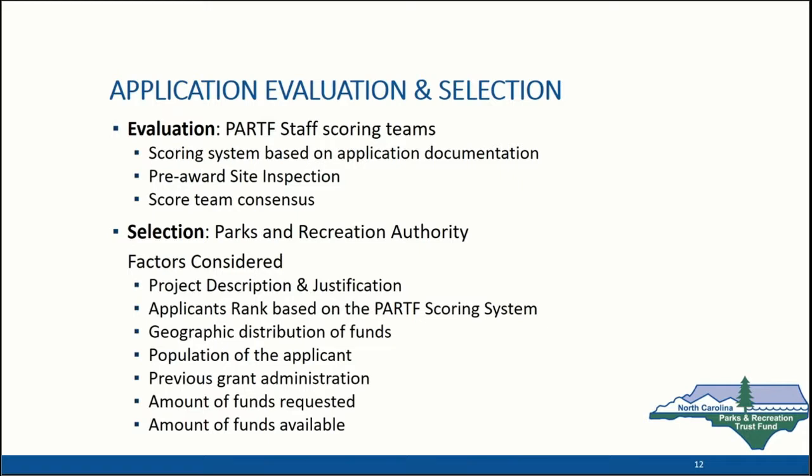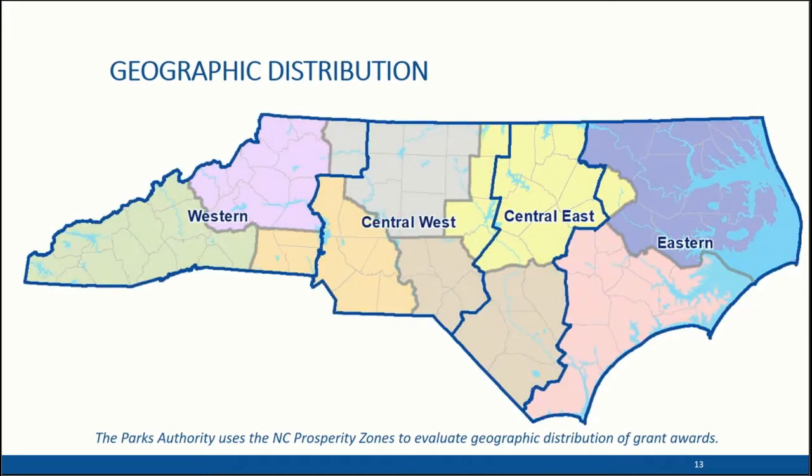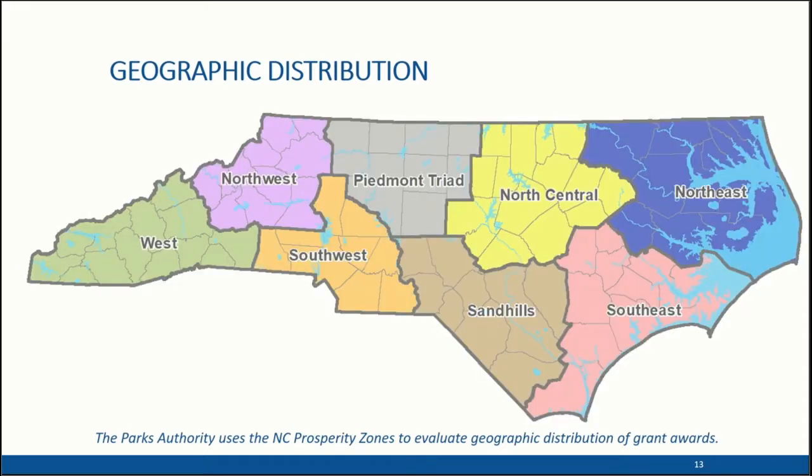The amount of funds requested and the amount of funds available are also a factor, and as you saw this past year from that snapshot, we only had $1 for every $4 requested. And going back to geographic distribution, the Parks Authority uses the North Carolina Prosperity Zones to evaluate geographic distribution of grant awards. So trying to hit all of those regions, depending on if we have applicants from each of those regions, that is considered. So a lot of folks look at these are our RRS regions, so they're much more randomly drawn. Those are not what's the geographic distribution that's looked at.